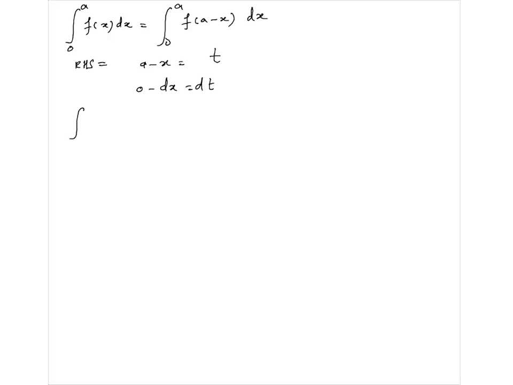What about the limits? When x is 0, t is a. When x is a, t is 0. F of t minus dt. So minus a to 0, ft dt. Minus sign reverses the limit. That means 0 to a, ft dt.